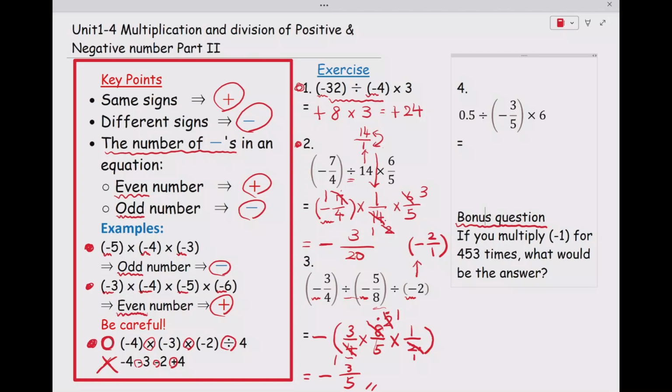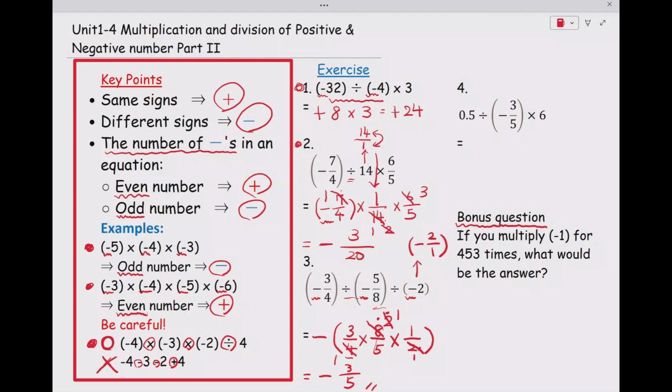Question number 4. 0.5 divided by minus 3/5 times 6. This question is mixed with decimals, fractions and integers. It looks a bit complicated at first glance, but this question is the same as others. If you do it in order, it is not difficult at all. Let's take a look at this.